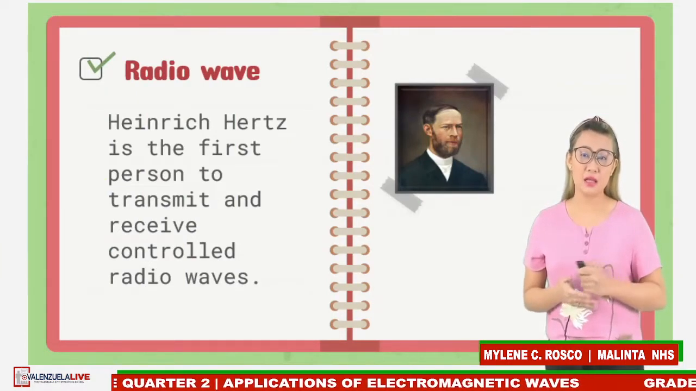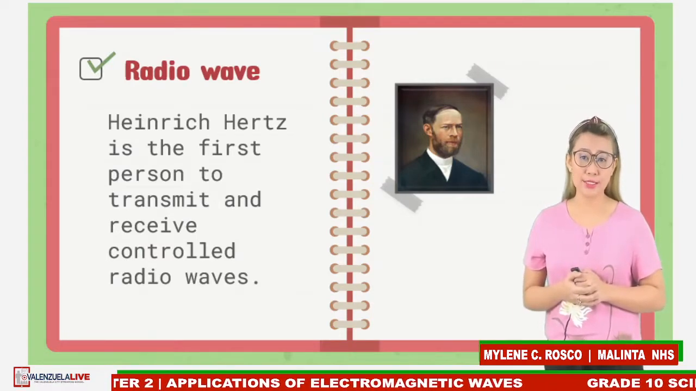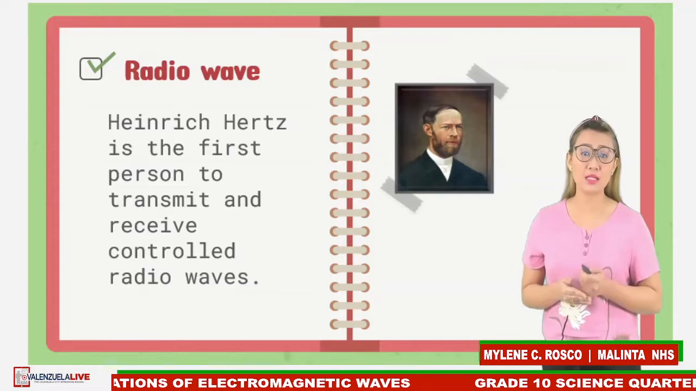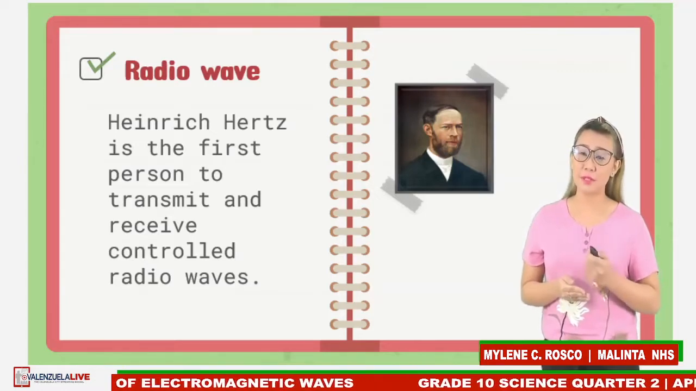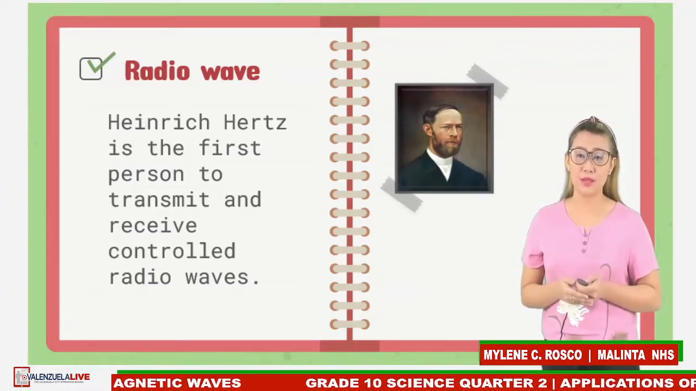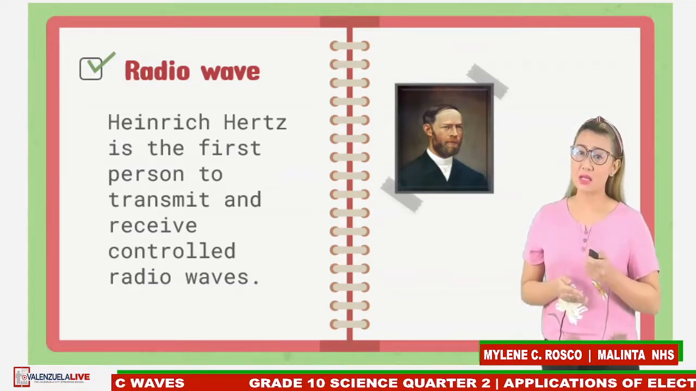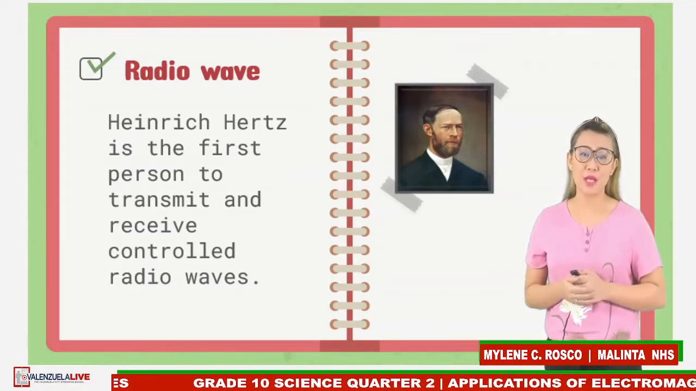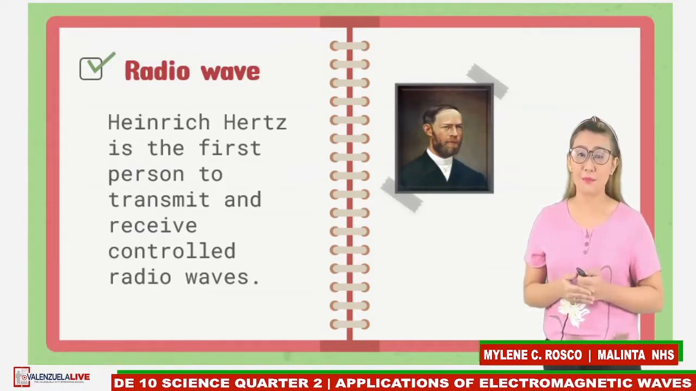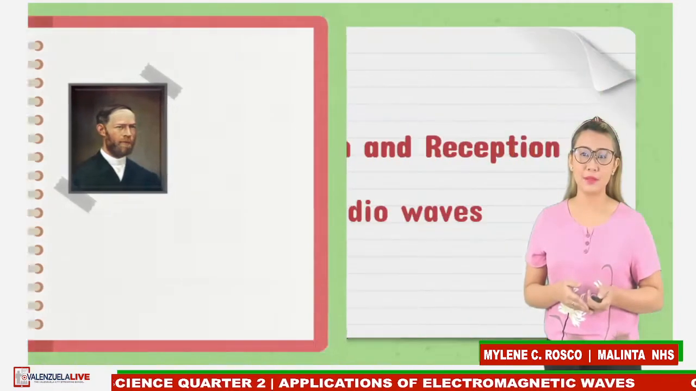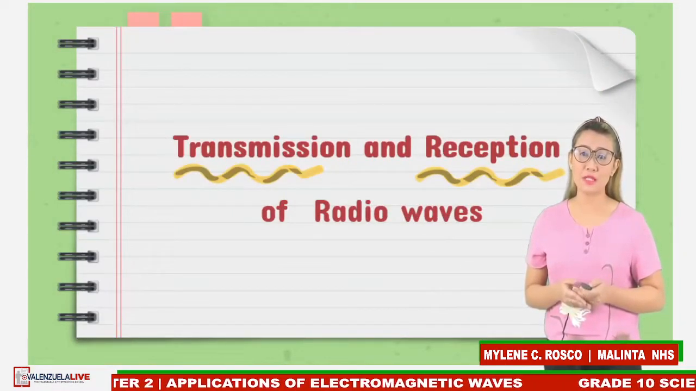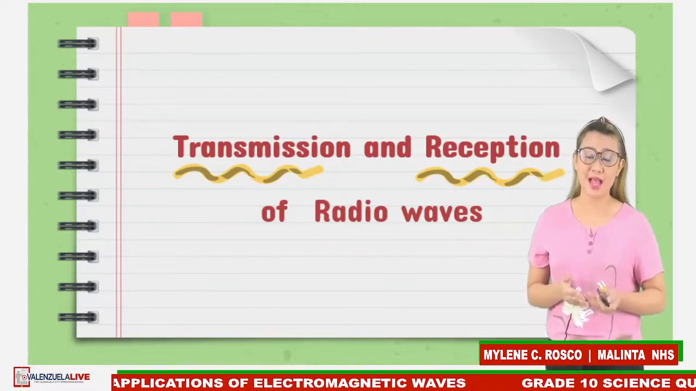In 1886, Heinrich Hertz, a German physicist, applied Maxwell's theory on an experiment and became the first person to transmit and receive controlled radio waves. And because of the discovery of radio waves, wireless communication over large distances became possible. The transmission and reception of radio waves happen one step at a time.